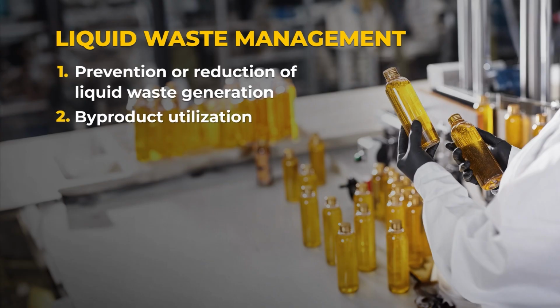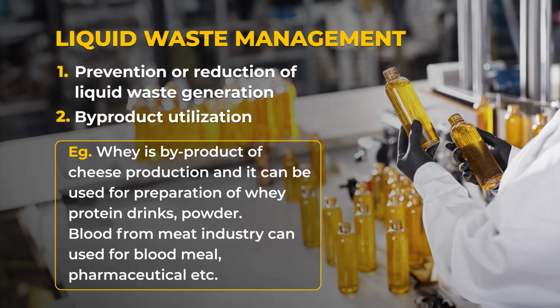After that, some of the important liquid waste can also be utilized for byproduct utilization. For example, whey is a byproduct of cheese production. If whey is not used properly, it will form wastewater, but if the whey is processed, it can be used for the preparation of whey protein drinks or powder, whey protein concentrates, etc.